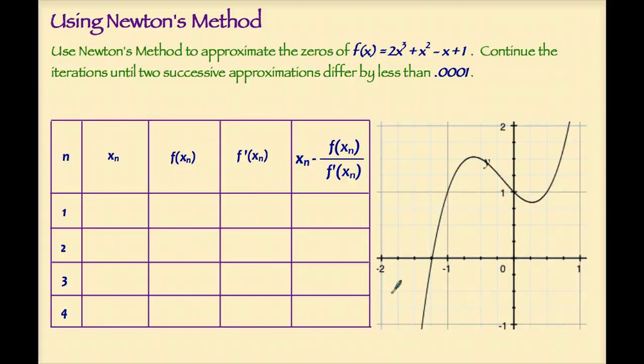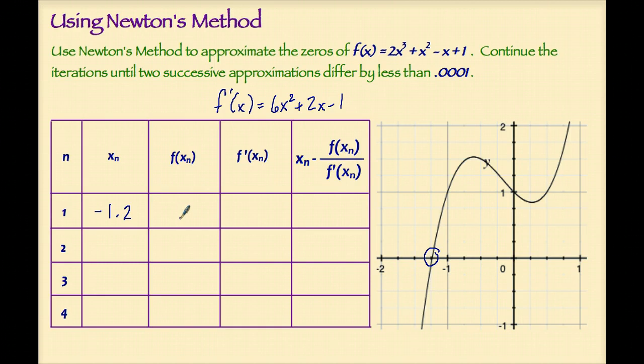So let's come up with our reasonable first guess by examining the graph. Here is the actual zero of the function. Therefore, I'm going to choose as my first guess negative 1.2. I'll need the function value at negative 1.2 as well as the first derivative at negative 1.2. So let's calculate the first derivative. F prime of x will be 6x squared plus 2x minus 1. Therefore, each approximation will be found by taking my x sub n value and subtracting the function value there over the first derivative there.